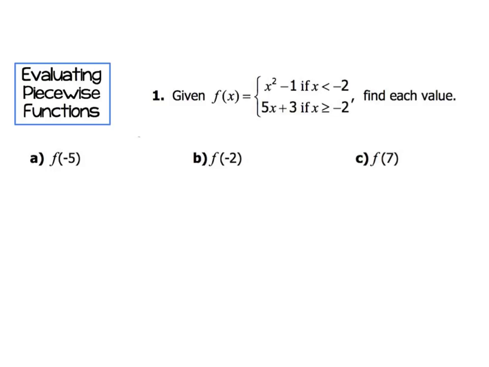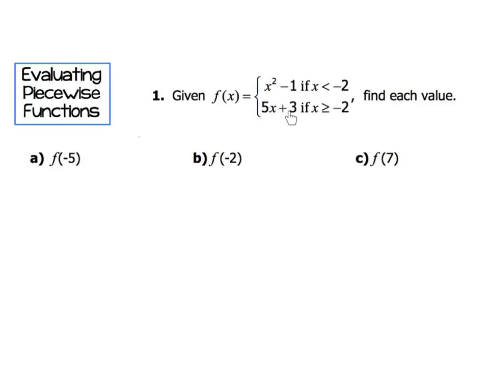So in order to evaluate piecewise functions, here's what we need to do. Given this piecewise function, piecewise functions will always look like this, where we say f of x, because it's a function, is equal to, and we put a brace because we have two separate functions. Our first function is x squared minus 1 if x is less than negative 2. So that is the domain of this first function. Okay, so when x is less than negative 2, this is our function.